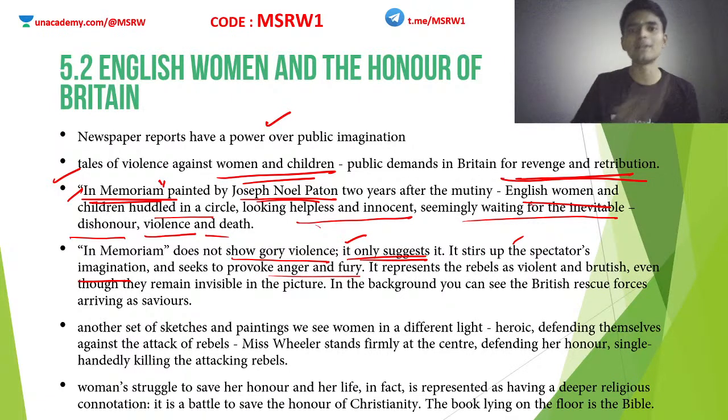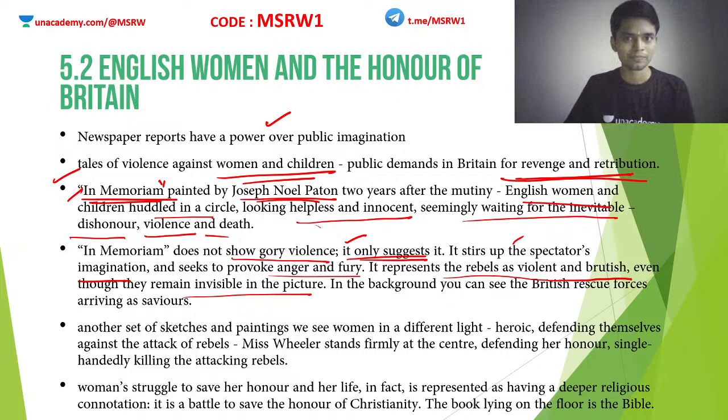Rather than showing it bluntly, the artist left it to the imagination of the people to fill in the blanks. It represents the rebels as a violent and brutish people, even though they remain invisible in the picture. So rather than showing the rebels as barbaric or murderous, the emotions set in this picture indirectly tell the same. Indirectly it tells that these rebels were barbarians.